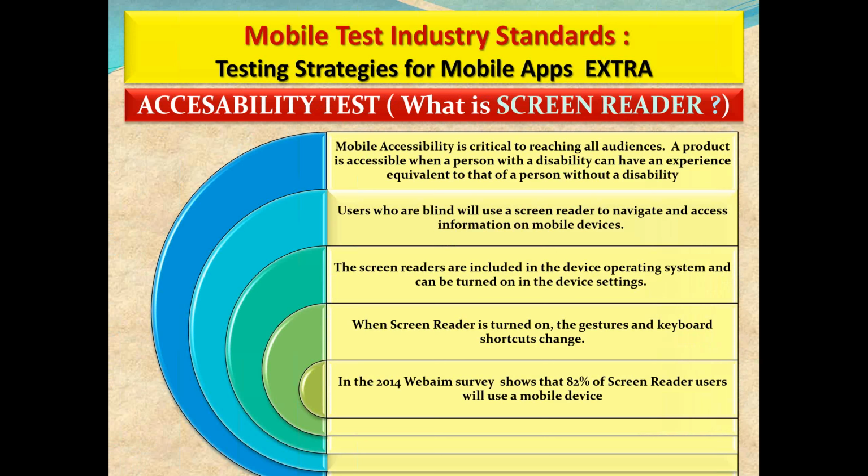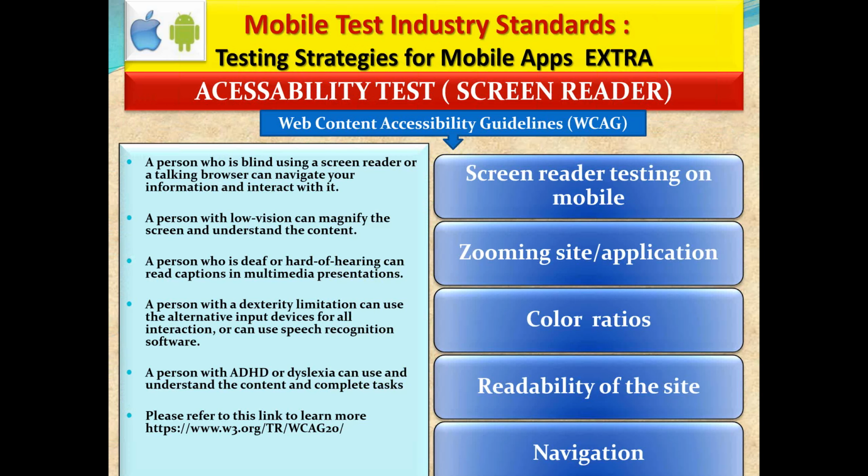So basically, we are talking about 82% of people with some physical challenges. They are still using the mobile devices, which is a pretty good number. Well, if you can see on the left, I am listing the kind of challenges people are facing and how we can help them. So a person who is blind can use a screen reader or talking browser, and they can navigate it with the voice commands. Okay.